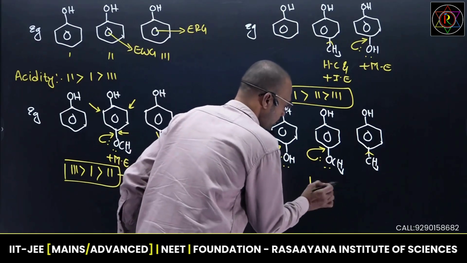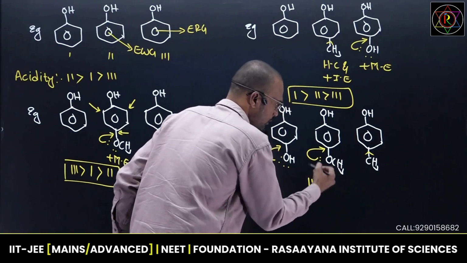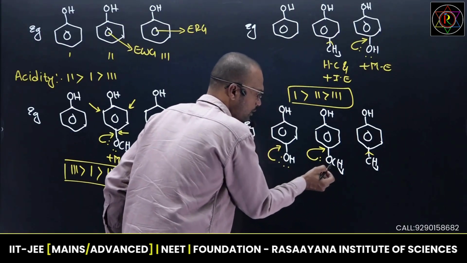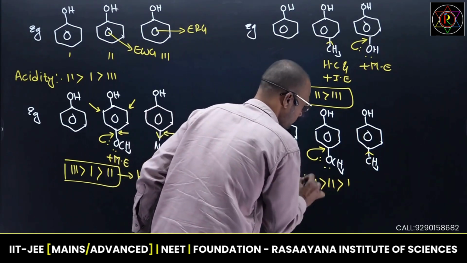So I can say the first one is least acidic. The third one is more acidic, as it is the weakest donor. It is between these two, it is a weak donor. So I can say the second one is more acidic than the first one.